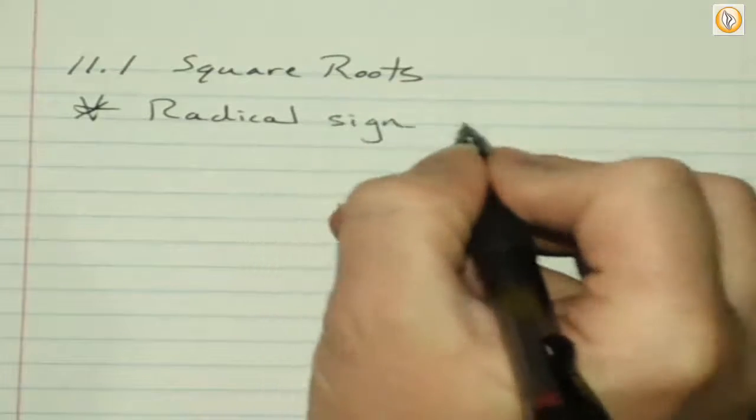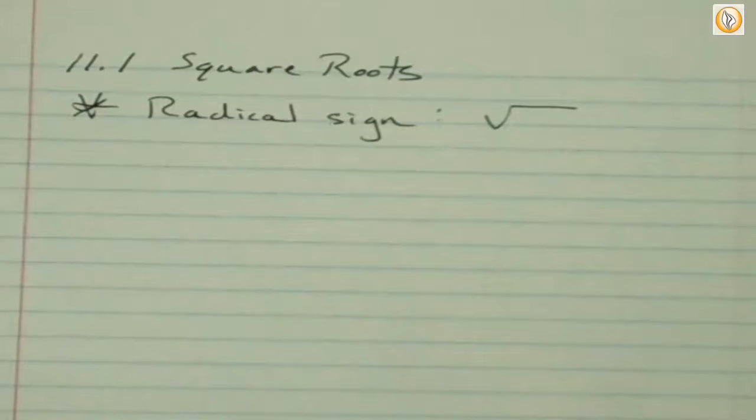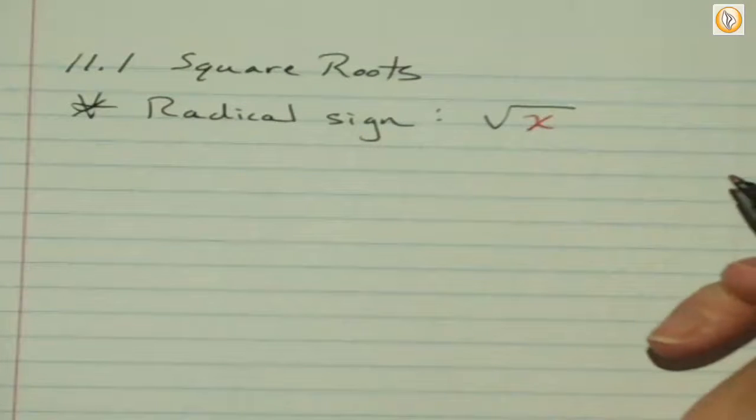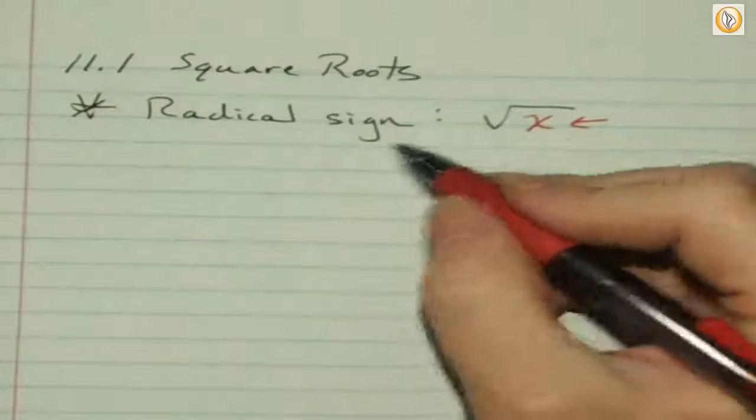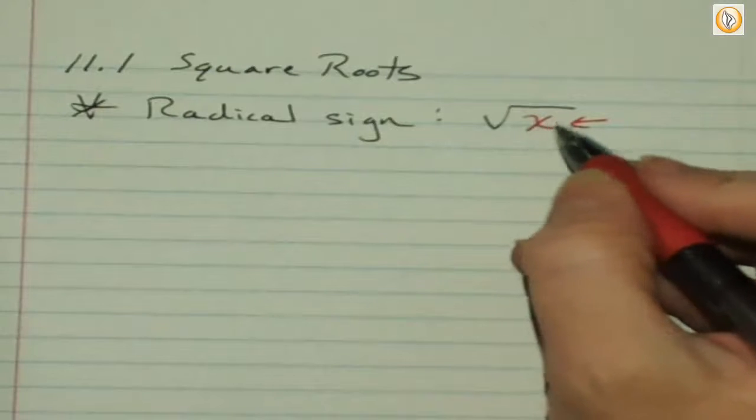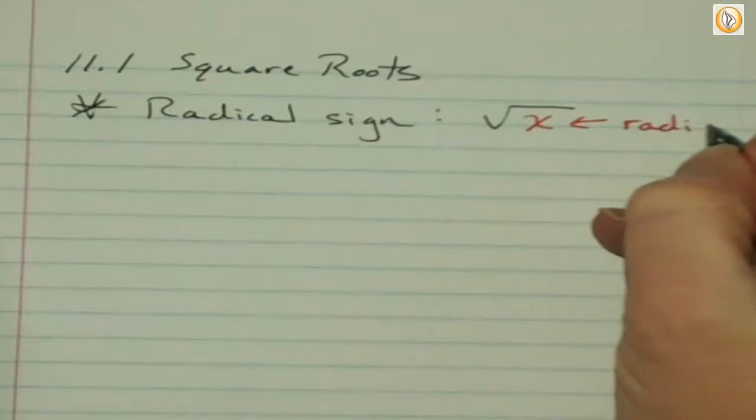This is a radical sign. It is not a check thingy. It's not division. It is a radical sign. Some people call it a check thingy. That's a radical sign. It looks like a square root. That is a square root, but it's called a radical sign. Whatever is underneath the radical sign is a radicand.